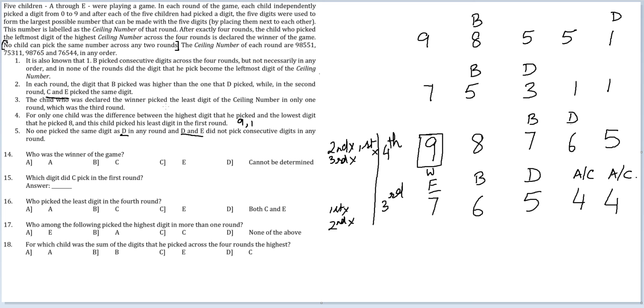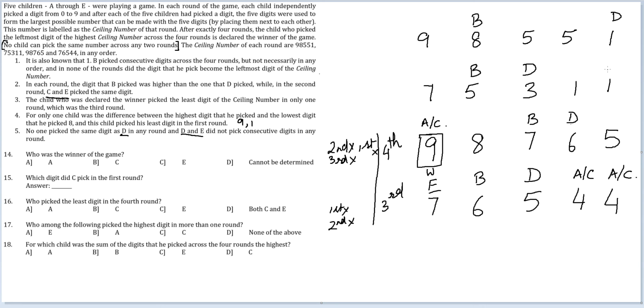Also, the child who declared the winner picked the least digit serial number in only one round, which was the third round. So between A and C, somebody is the winner. For only one child, the difference between the highest digit that he picked and the lowest digit that he picked is 8. Now I know A or C cannot be at this one place.